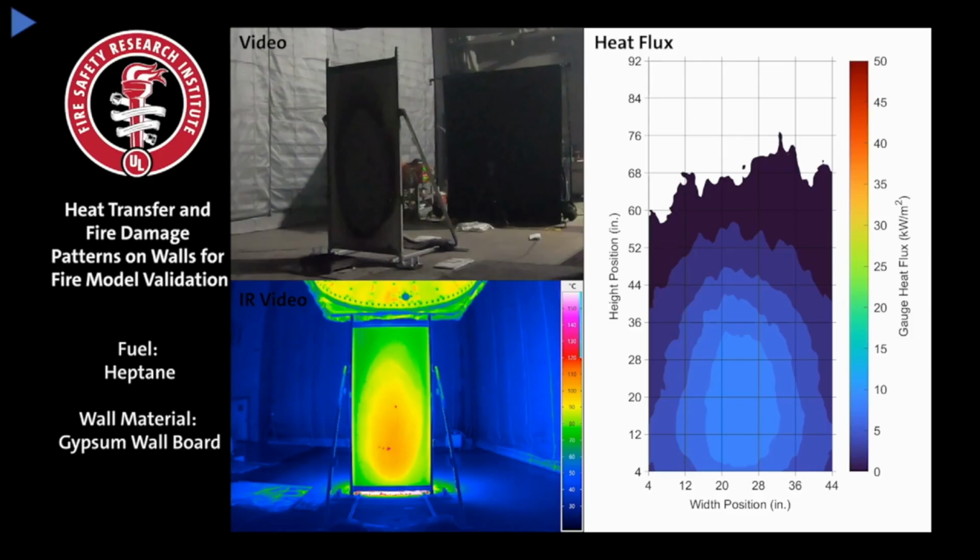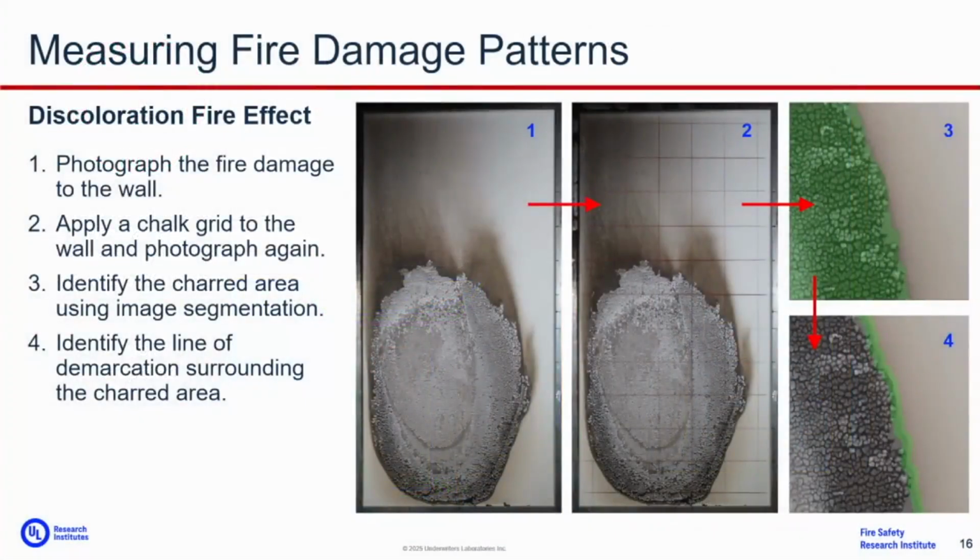Now we know, at every single location on that wall, what heat flux it was experiencing, and after the fact, we know how much mass loss occurred and what the visual damage patterns were. So at every single location, we have mass loss, heat flux, and damage patterns. The damage patterns were just measured using photography. A regular grid was added to the wall just using a chalk snap, and image segmentation was used after the fact in post-analysis to identify where the areas of demarcation were, separating charred from uncharred regions, as well as lines of demarcation around that edge.